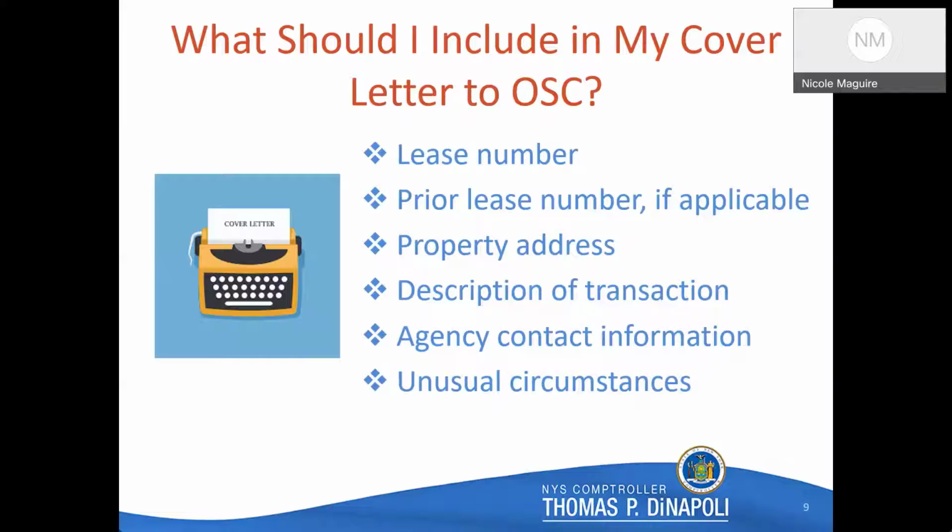A basic lease renewal may only require a few sentences to say just that's what it is. But, as we all know, lease transactions can get pretty complicated.